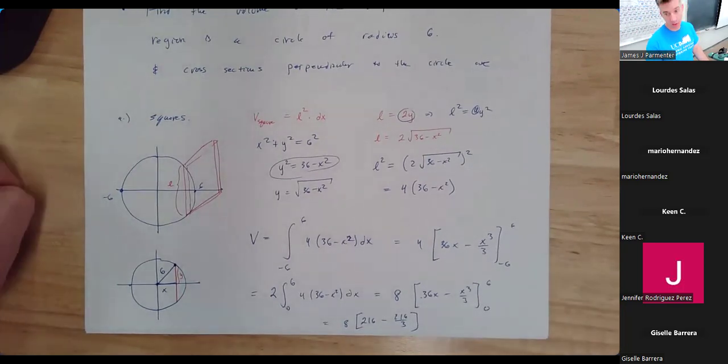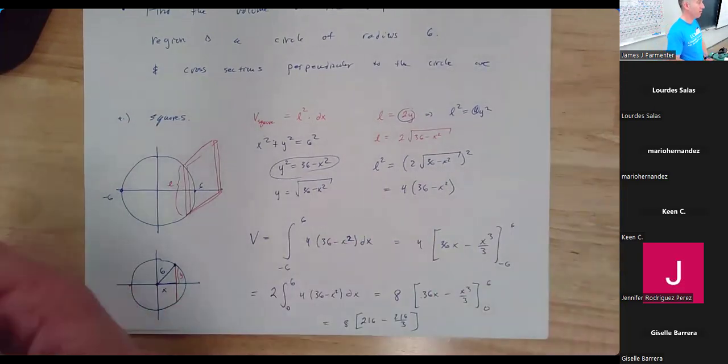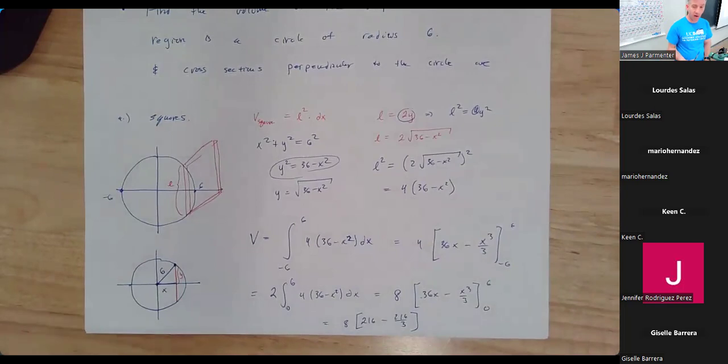No, the question is, would you multiply by pi? There is no pi to multiply by here because this is not a volume of revolution. I didn't revolve this shape around an axis to get the volume. So there is no pi to multiply by here.